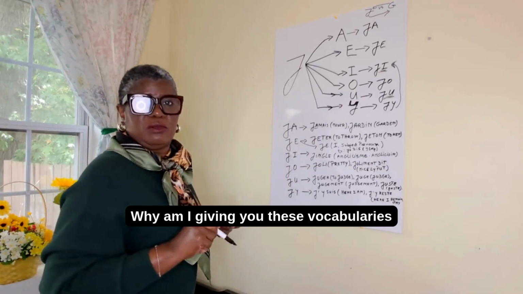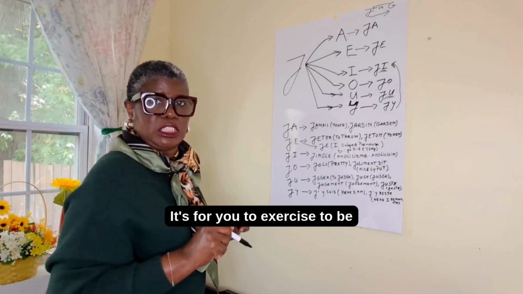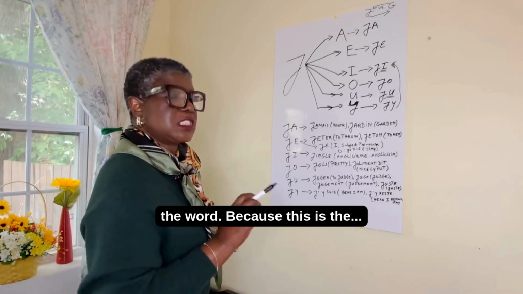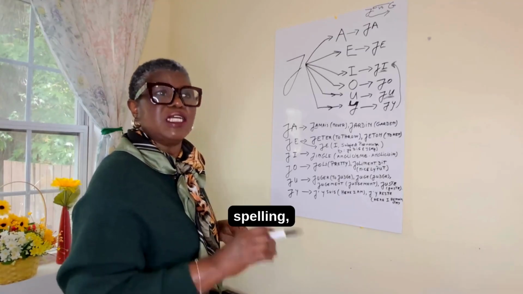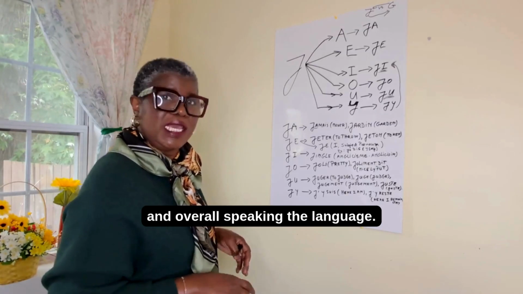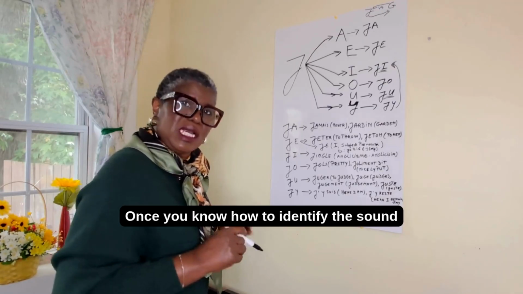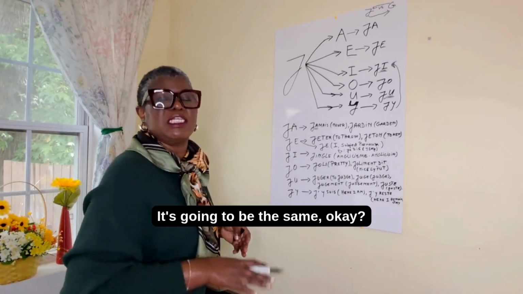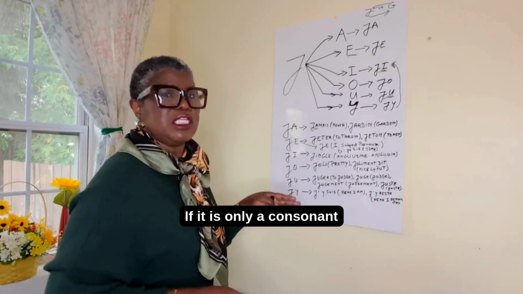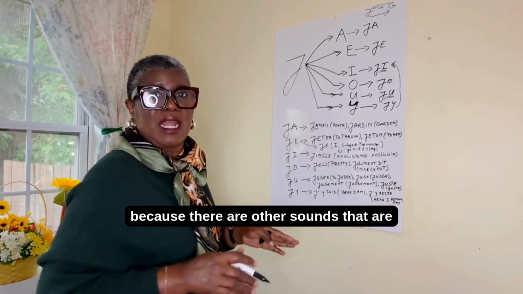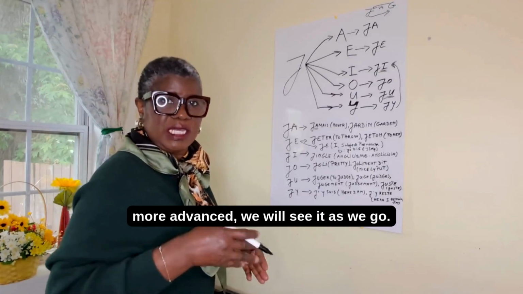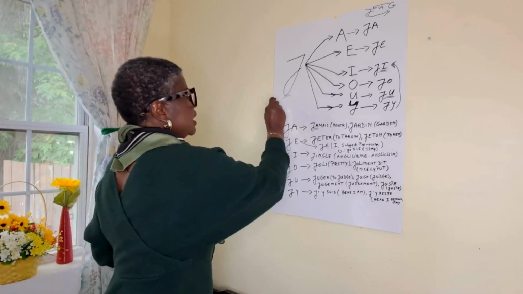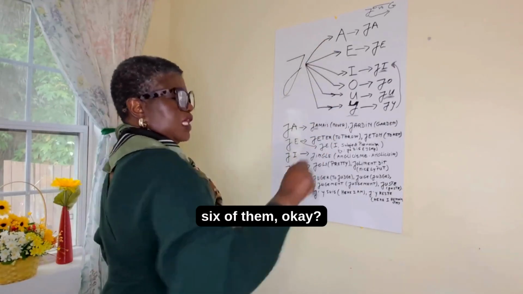Why am I giving you these vocabularies at the end of each lesson? It's for you to exercise to be able to identify a sound in the word, because this is the fundamental of reading, spelling, pronouncing and speaking a word, and overall speaking the language. Once you know how to identify the sound in the word, you will be able to read any similar sound in any word. It's going to be the same, okay? If it is only a consonant and a vowel, because there are sounds that are more advanced. We will see them as we go along. So for now, we are only using the consonant, which is this one here, and the six vowels, okay?